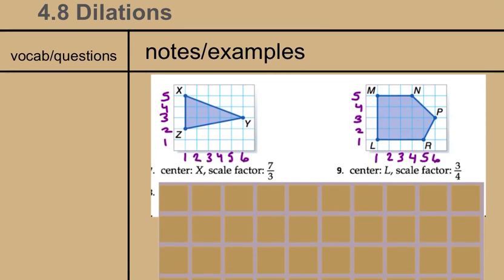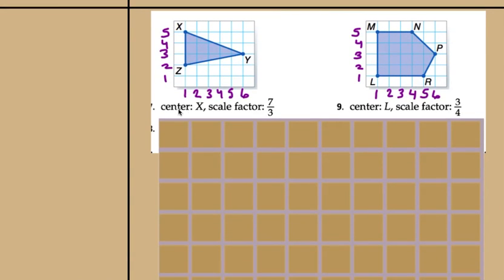All right, last but not least here, here's X. That's my center. Everything I do is going to work around here. I want to create the new image from this triangle. It's a scale factor of 7 over 3. 3 goes into 7 twice with 1/3 left over. I chose to write it this way just to see if I could figure out if it was going to be an enlargement or a reduction. And the fact that this is 2 times as big tells me it's going to be larger. It's going to get bigger.